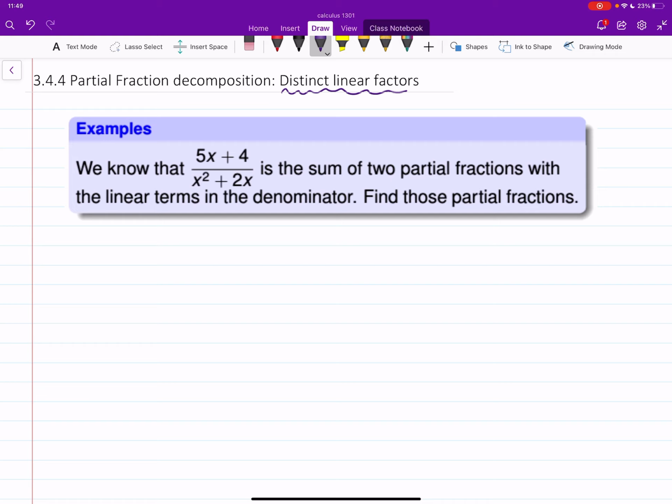Okay, so here someone told us that this function, 5x plus 4 over x squared plus 2x, is a sum of two partial fractions, the partial fractions which have linear terms in the denominator. In other words, this can be written as a1x plus b1 and then another a2x plus b2 in the numerator. Well, definitely partial fractions are defined like that. Yes, for the linear denominator, we have to put a constant. Now I have to find what the coefficients are and so on.